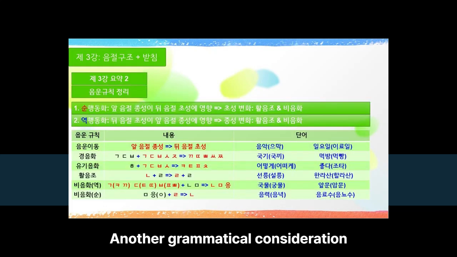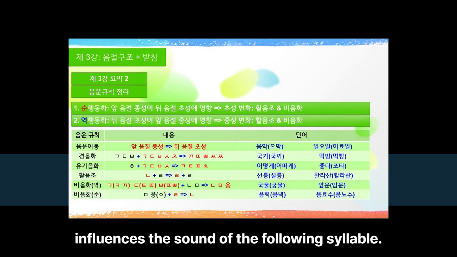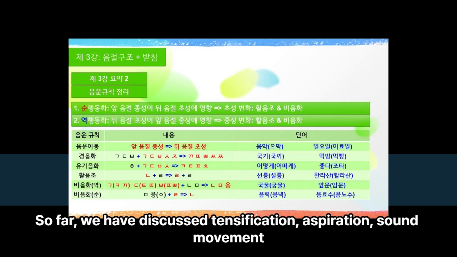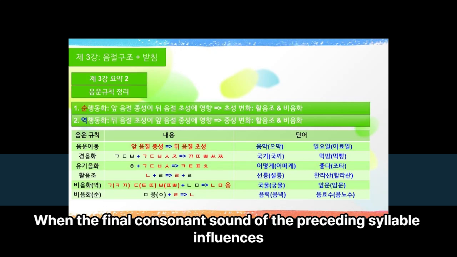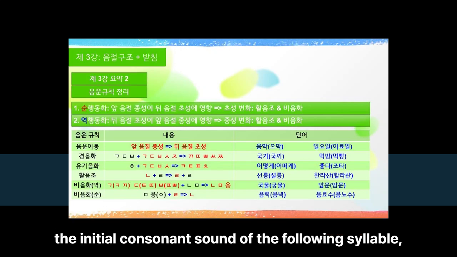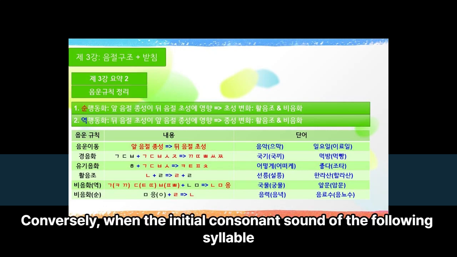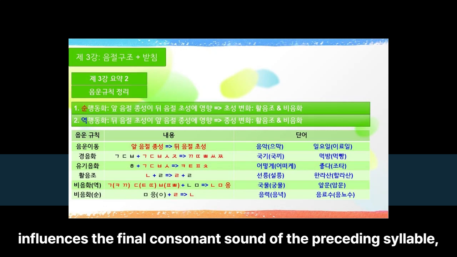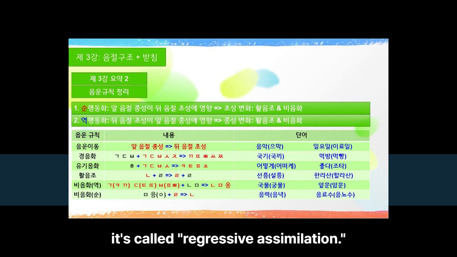Another grammatical consideration when using double consonants as final consonants is that the second consonant of the double consonant influences the sound of the following syllable. So far, we have discussed tensification, aspiration, sound movement, euphony, and nasalization phenomena. When the final consonant sound of the preceding syllable influences the initial consonant sound of the following syllable, resulting in a change in the initial consonant sound of the following syllable, it's called progressive assimilation. Conversely, when the initial consonant sound of the following syllable influences the final consonant sound of the preceding syllable, resulting in a change in the final consonant sound of the preceding syllable, it's called regressive assimilation.